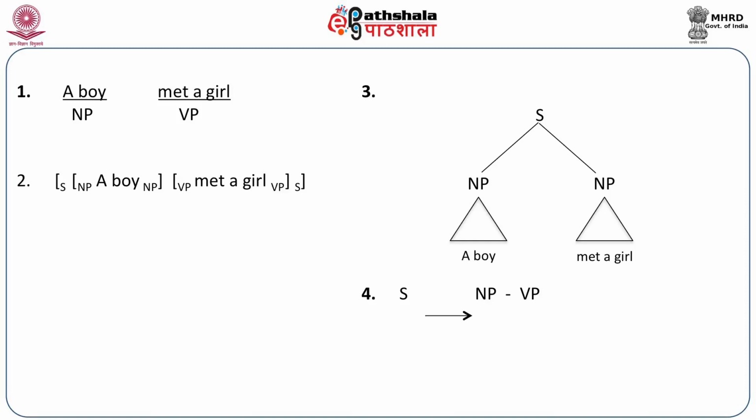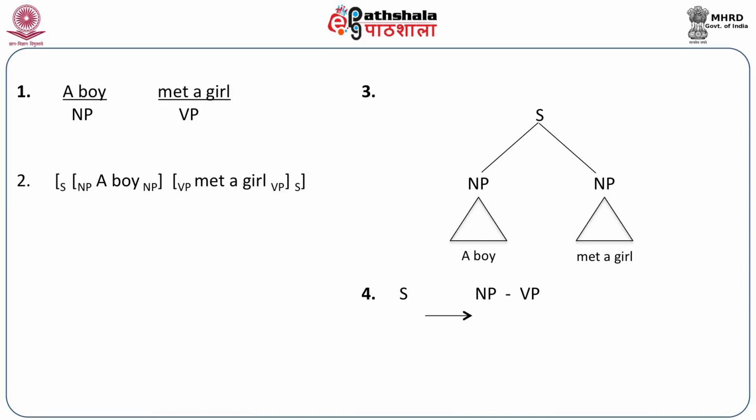Look at 2. In 2 we have given label bracketing for this sentence. It says that this sentence is an S. As you know, the symbol S is used for sentences and the symbol NP is used for the noun phrase and the symbol VP is used for the verb phrase. So you use square brackets to say that, and they are labeled, and therefore it is called label bracketing.